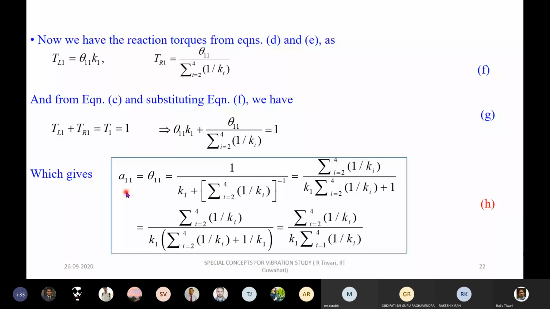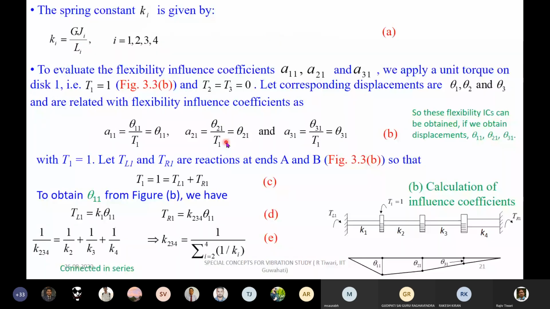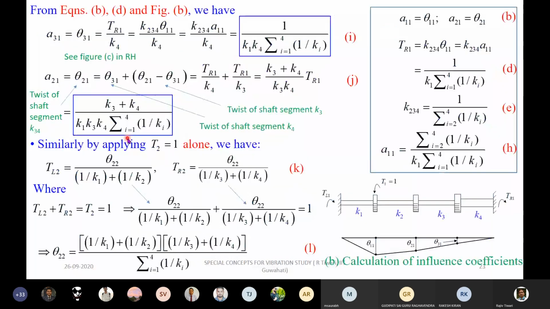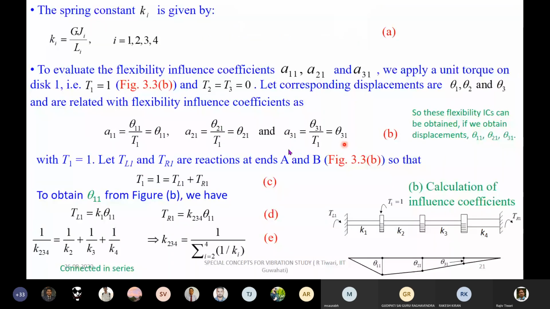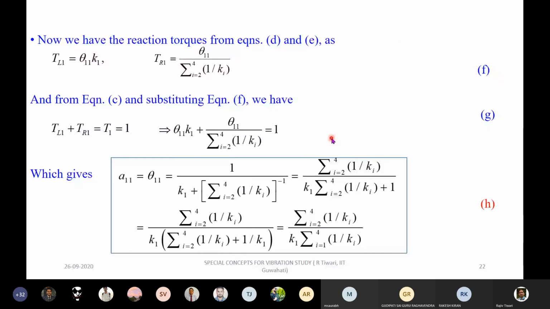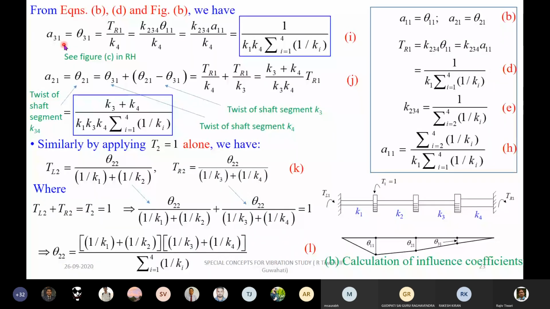Now we'll aim for the second one, this one. For that I need the theta 21. I think this is relatively easier as compared to this one. So first I'm obtaining A31. So A31 is equal to theta 31, the torque was 0.